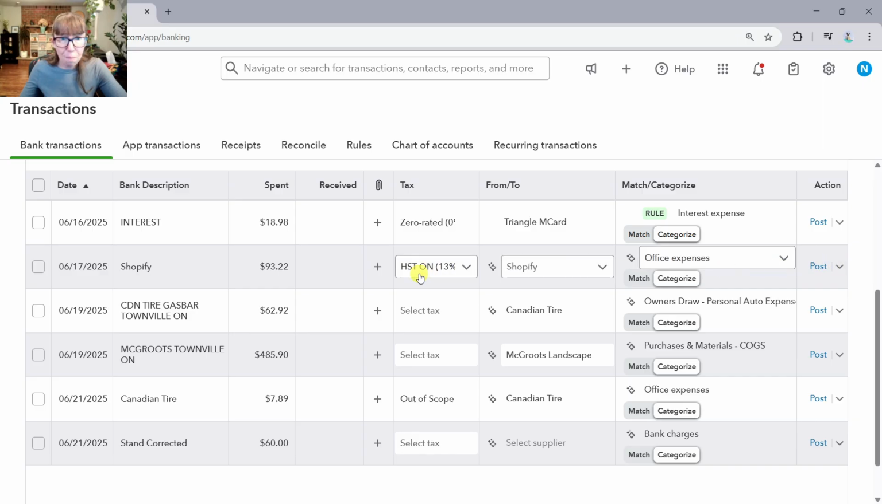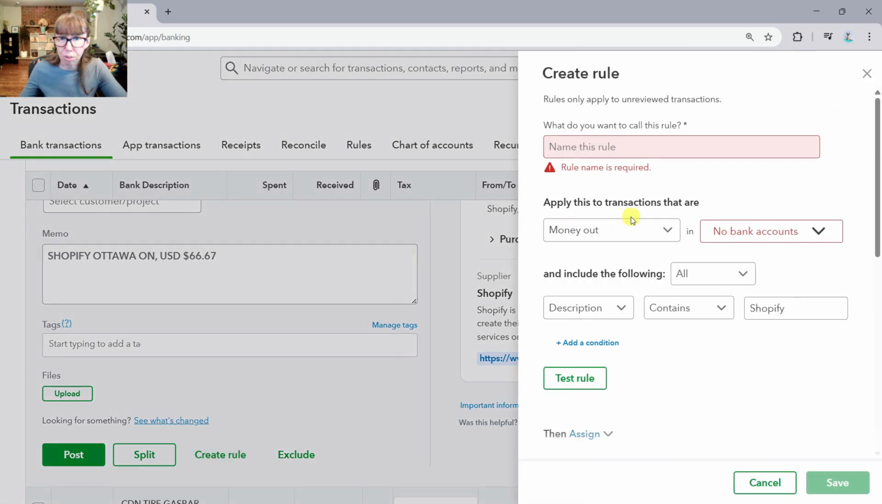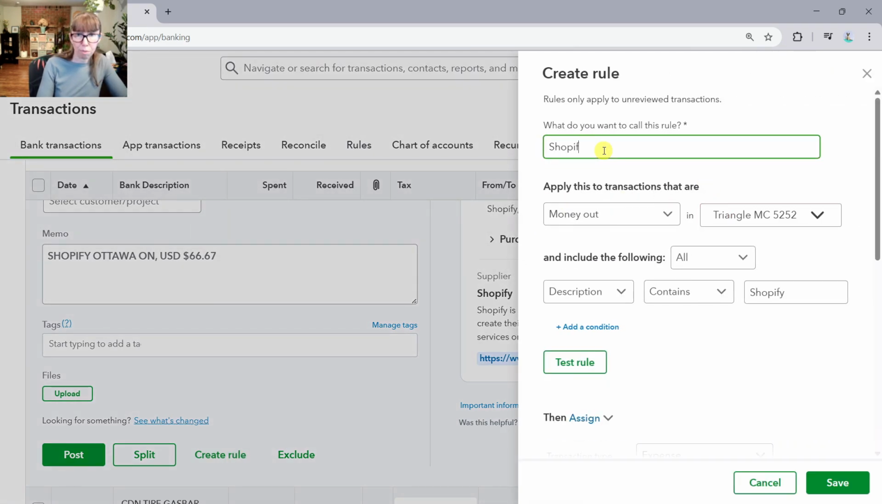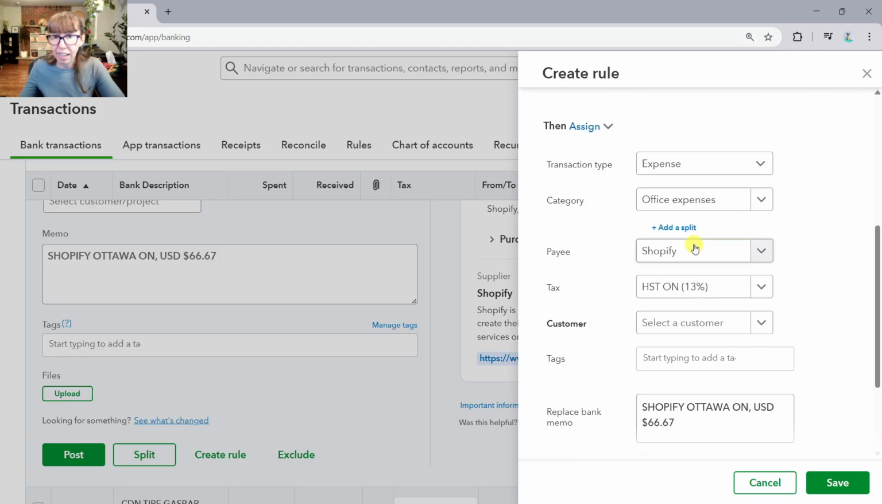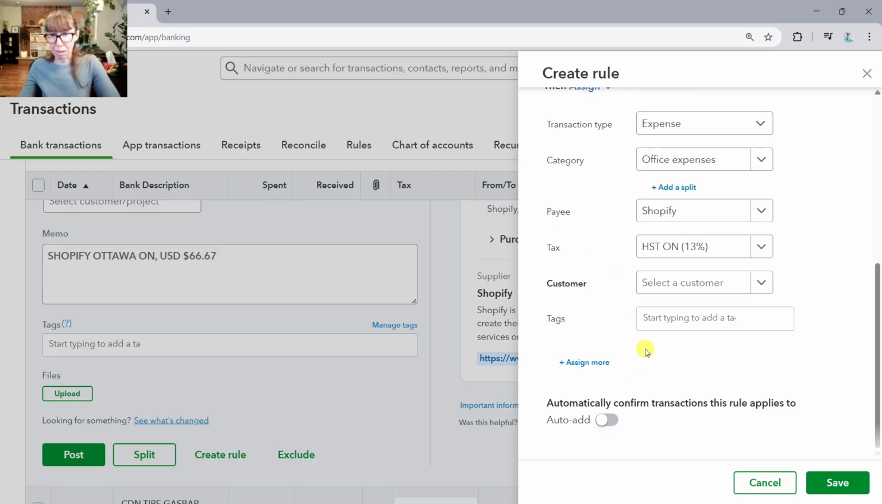Instead of posting, let's expand and go ahead and create the rule. This is Shopify, money out, and we don't know what it is, but the description contains Shopify, HST, we're happy with all of that. Oh, look, the full bank memo, even though we didn't see it over here, we see it here, says what the USD amount is, but I don't want to replace every bank memo. I just want it to always use the one that's there, and I don't want to auto add. As I mentioned before, the only auto adds we do is the POS machine. Everything else I kind of want to see. So I'm going to go ahead and save.